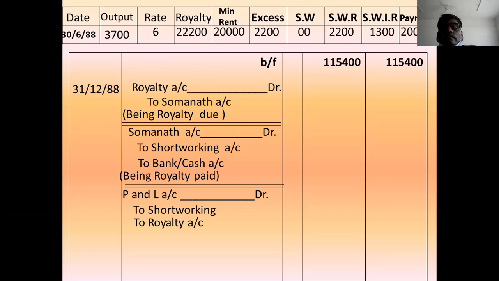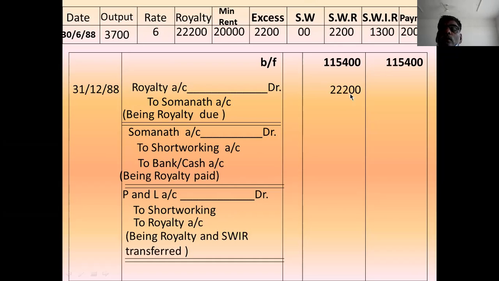How to join the short working in the journal entry? I think you come to know how to join it. In the first entry, there is no short working because SW is 0. In the second entry, short working. Third entry, short working because SWR, SWIR are there. SW comes in the first entry, SWR in the second entry, SWIR in the third entry. You have to join: SW debit, SWR credit, SWIR credit. Now I write the amount. Being royalty and SWIR transferred.